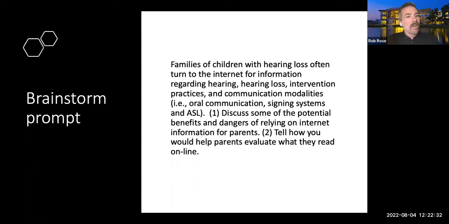Families of children with hearing loss often turn to the internet for information regarding hearing loss, intervention practices, and communication modalities. Then they discuss the potential benefits and dangers of relying on internet information for parents. So students in this would be brainstorming, generating a list of potential benefits and dangers of internet information for parents, right? In this prompt, brainstorming comes in as students are coming up with that list. They can't go to their textbook to find the answer. They're generating these ideas themselves.